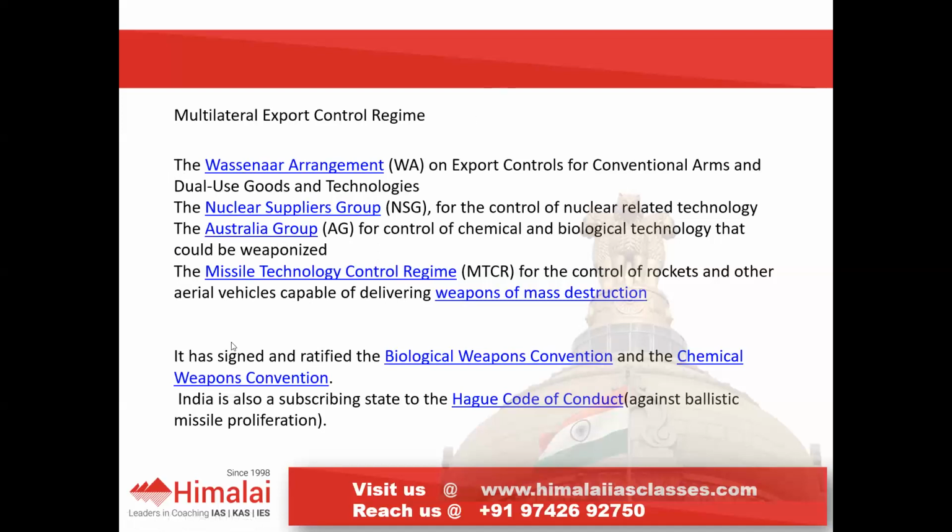India has also ratified the Biological Weapons Convention as well as the Chemical Weapons Convention. Then India is also a subscribing state to the Hague Code of Conduct. What is the Hague Code of Conduct? This is the code of conduct which deals with ballistic missile proliferation. Yes, we are party to this also.